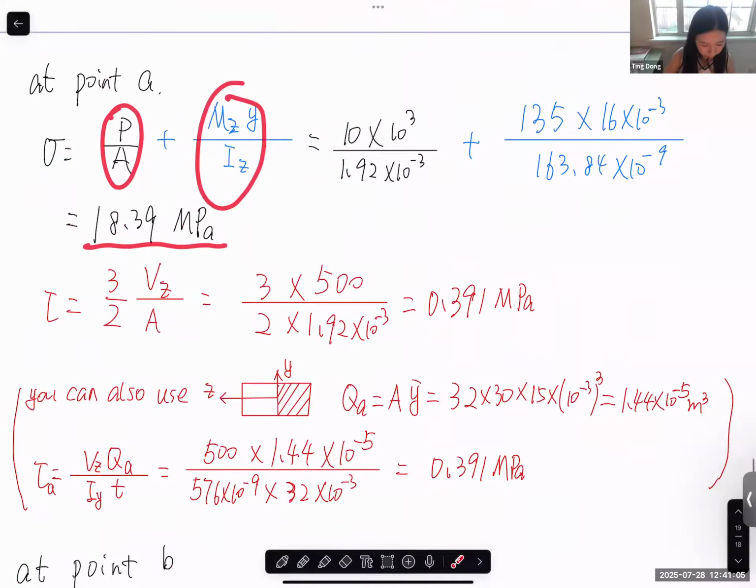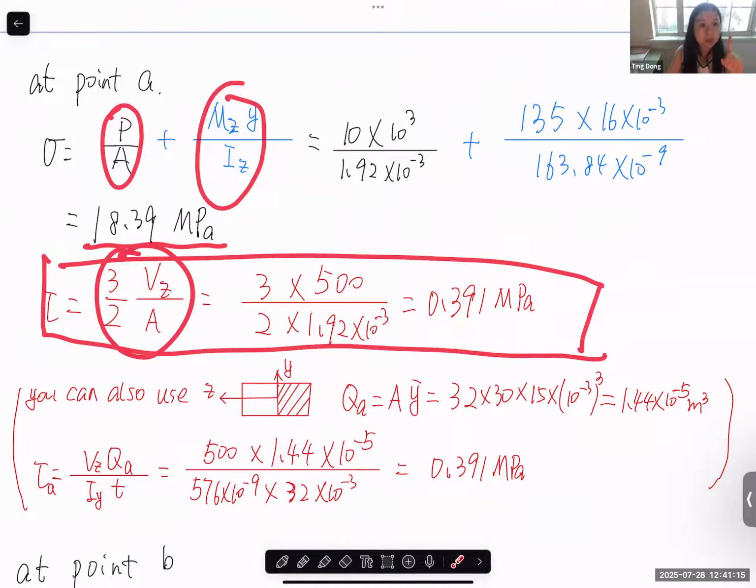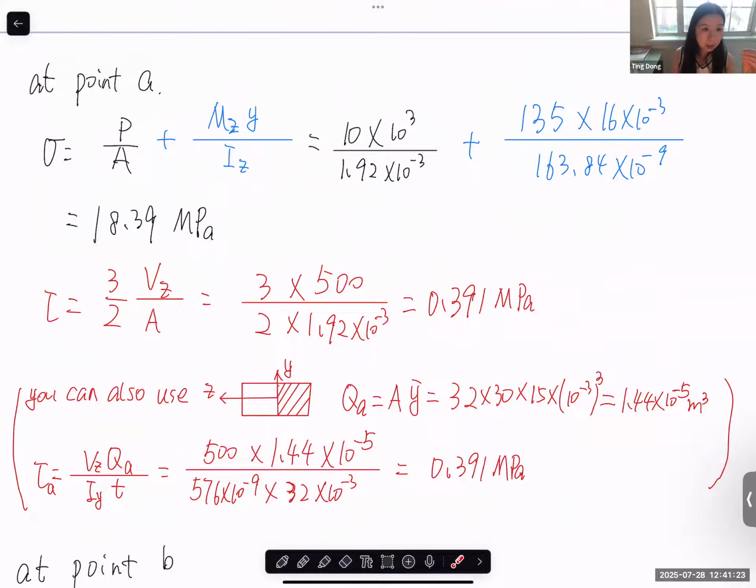So we already have the equation derived for you: 3V over 2A. This is the equation we derived for a narrow rectangular cross-section. At the neutral surface, 3V over 2A is an equation you can use directly in your exam. But of course, as I said, the basic equation is always VQ over IT. You can always use the basic equation to calculate anything.